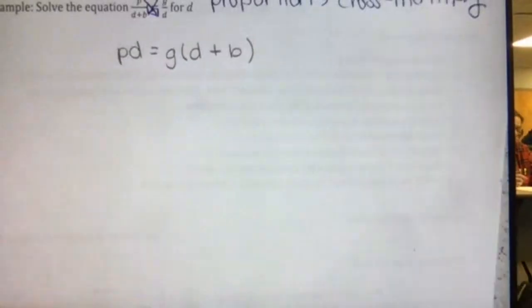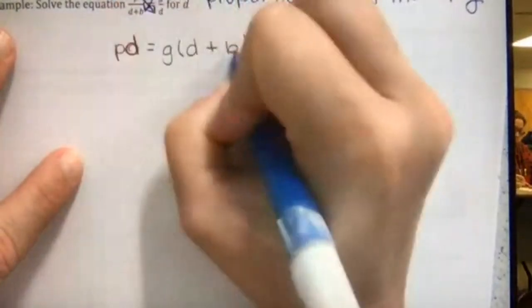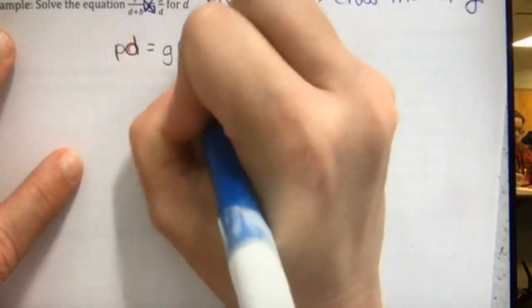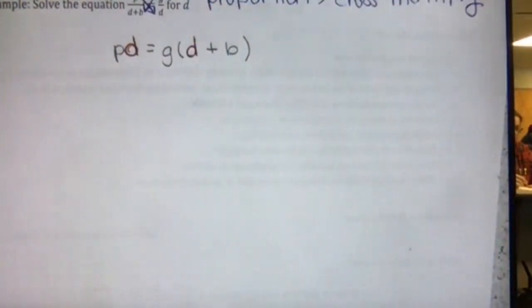Now, I like to focus in. I'm trying to get D by itself. So I like to highlight those D's that I'm looking for. I got D's everywhere, D's on both sides. So let's go ahead and try to simplify this.